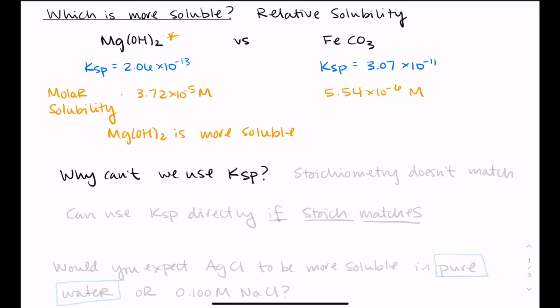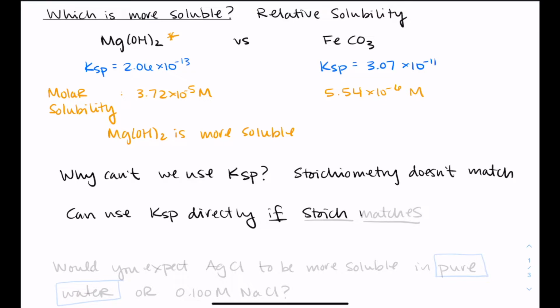Now, the main reason we can't use KSP to compare here is because the stoichiometry doesn't match, right? I would split magnesium hydroxide up into 1 magnesium and 2 hydroxides. And for iron carbonate, I would just get 1 iron and 1 carbonate. So I get more ions in solution from the magnesium hydroxide, and that affects the solubility. And you see it come out in the molar solubility calculation.